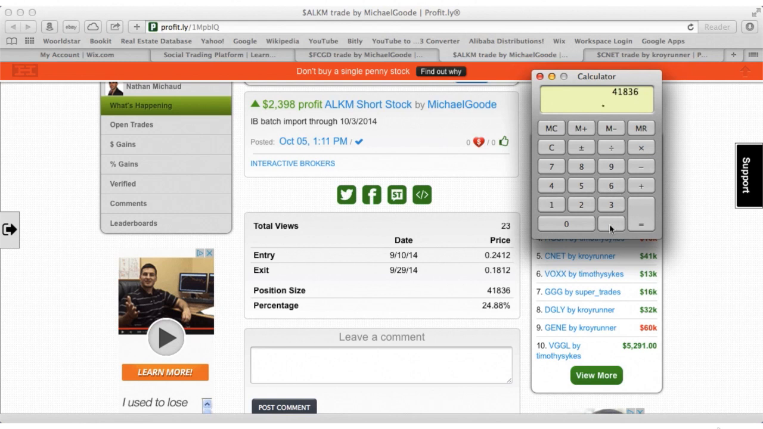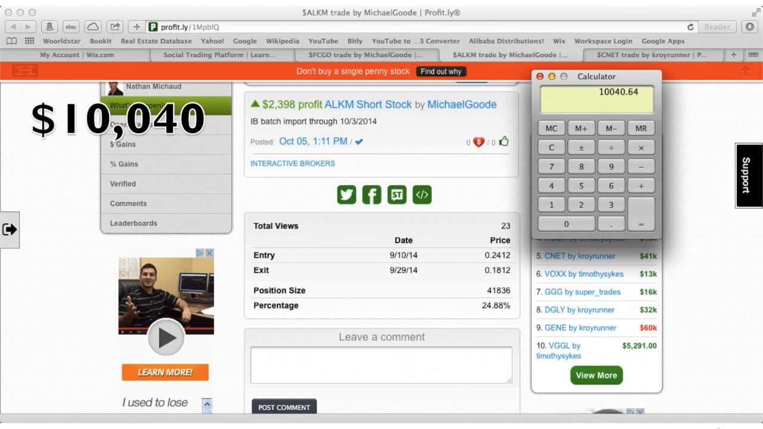41,836 shares times 24 cents. We'll just round it to that. So that's $10,040. So as you can see, his broker fronted him on September 10th, and he sold those 41,836 shares right away, and he got that $10,040 in his account. Now he covered 19 days later on September 29th at 18 cents. That's how much he bought those same 41,836 shares back for.